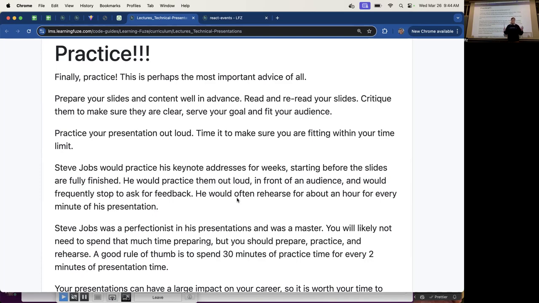And then also it's a good way to internalize what it is you're going to say. For some reason, most of us will remember things better if we speak them out loud than if we just think them. Okay, so speak it out loud.